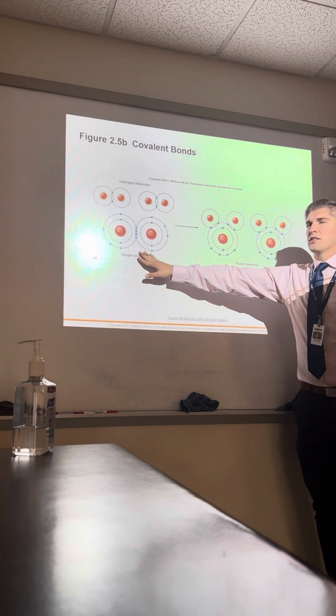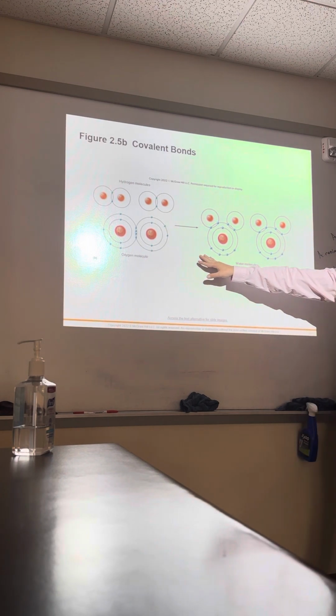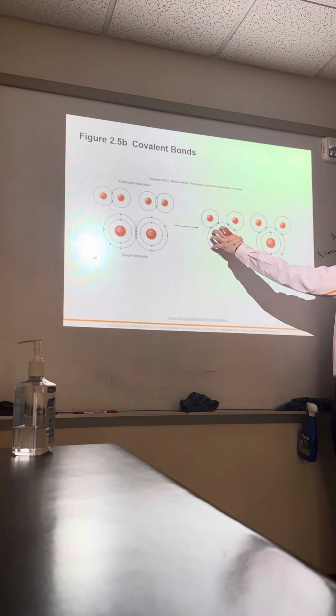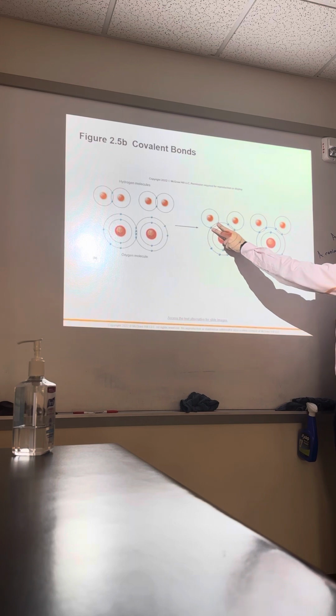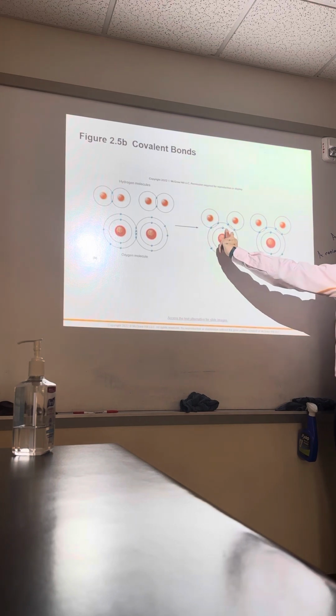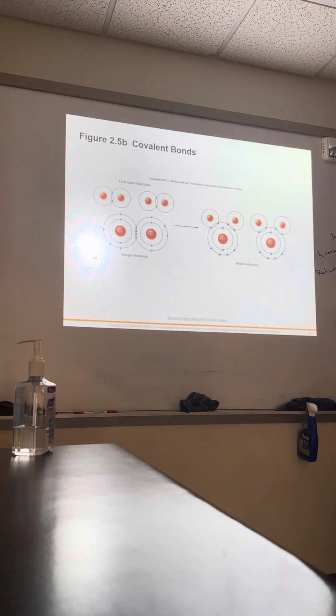Oxygen is the same way. So they share things when they're by themselves, and then when they react to make an H2O, they'll get two shared with this guy and two shared with this guy. Because remember, the hydrogens want to have two electrons to be stable.